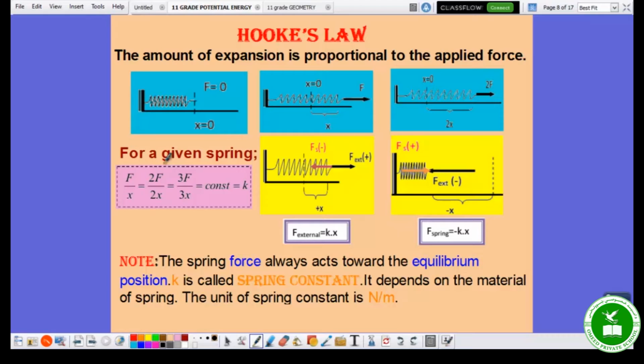In this class I am going to explain some remaining topics of 11th grade physics. And today's first topic is Hooke's law.